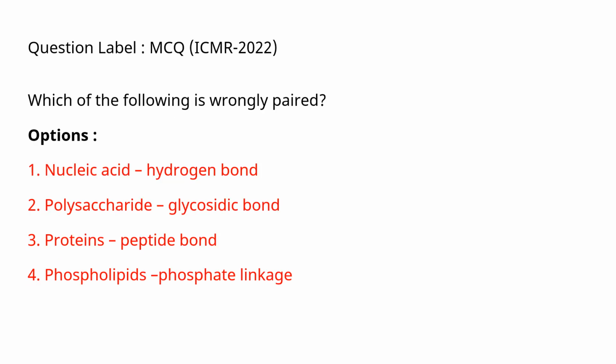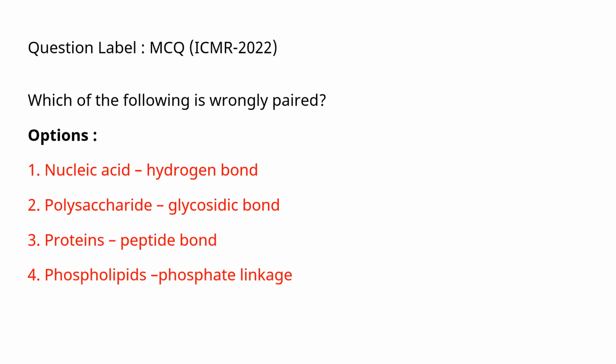Similarly, another question which has been asked in ICMR 2010-22: which one of the following is wrongly paired? The question is quite simple. It's regarding biomolecules and the kind of linkages or bonds which they have. Starting with proteins, they are made up of amino acids, and each amino acid is linked to one another by a bond called a peptide bond.